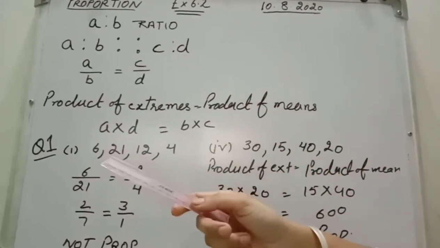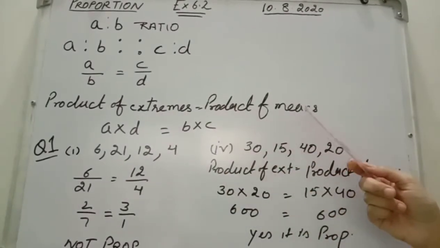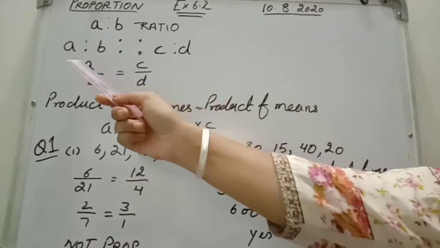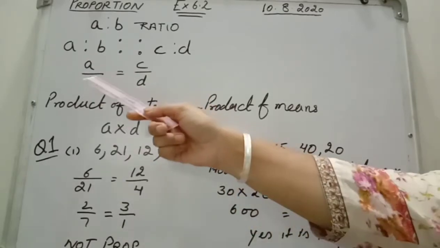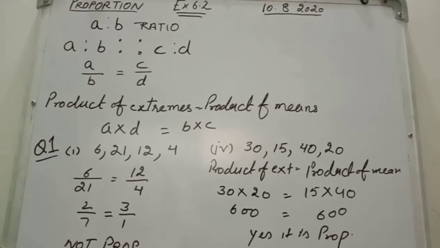We can use the formula also: product of extremes is equal to product of means. Product of extremes is A and D, and product of means is B and C. Okay, move to question number 1.